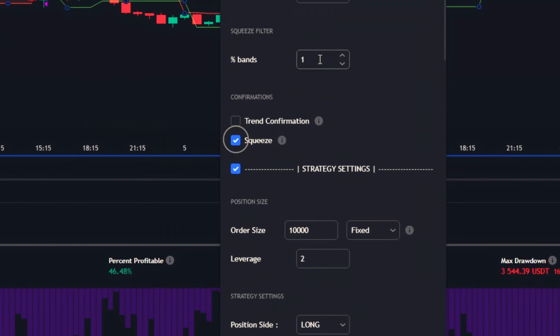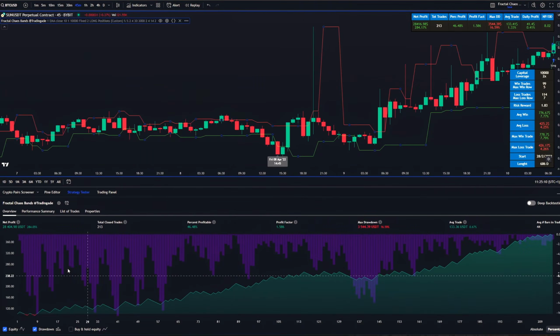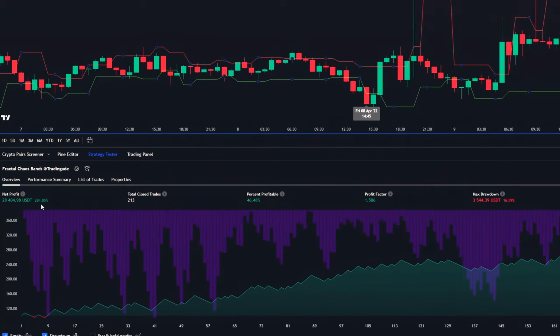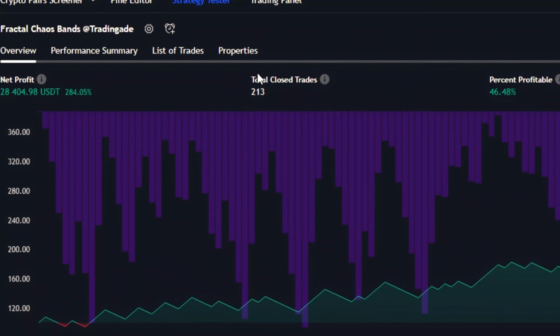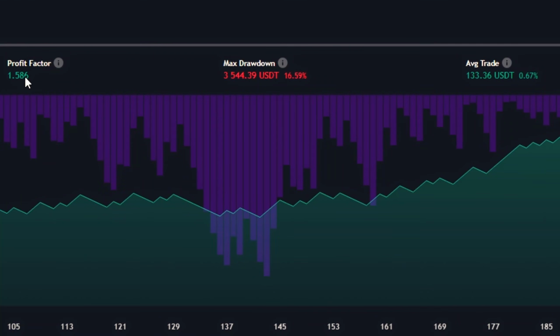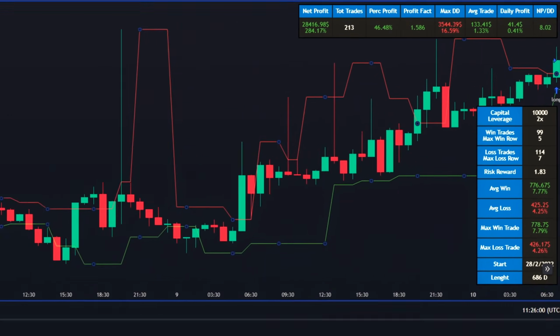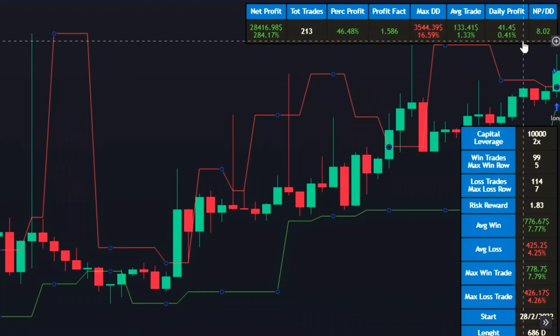If we try to apply this squeeze filter with 1%, as you can see at first glance there is a decrease of net profit, and in fact a decrease of total trades, which means that this filter has a huge impact on the strategy. 46% win rate, we have an increase, 1.58 profit factor, and 16.59% max drawdown, 0.67% average trade, which is almost double the previous backtest. Net profit / drawdown is skyrocketing at 8.02, which is a really huge number.